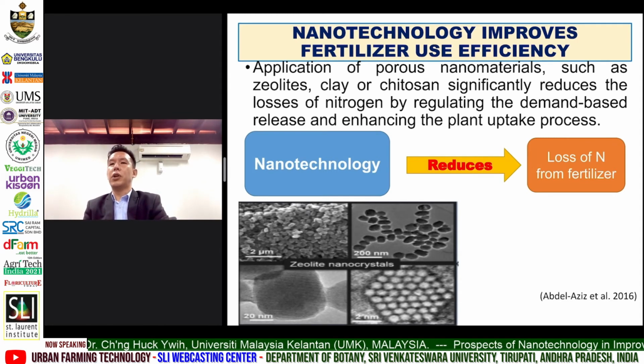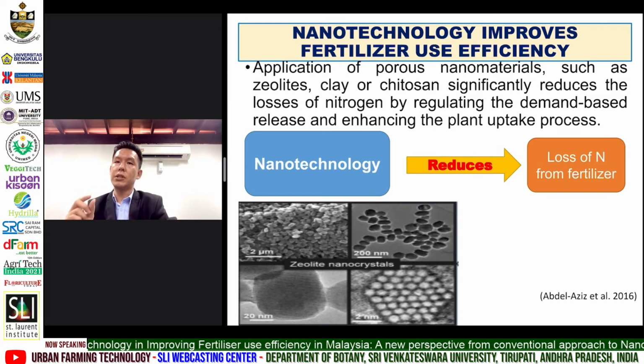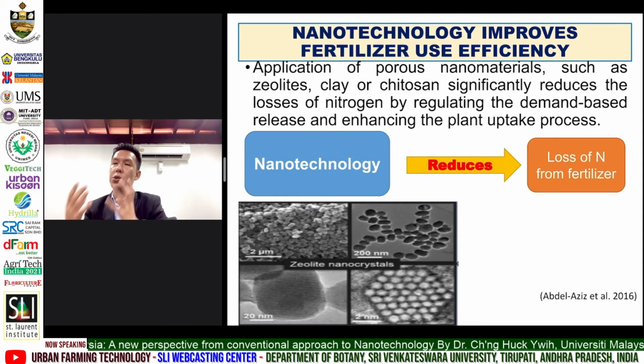So let's take a study by Abdel-Aziz et al. 2016. Application of nanoparticles such as zeolite was able to reduce the nitrogen loss from the fertilizer. In the diagram, we can see the beehive structure of the zeolite itself, which increases the surface area that chelates the ammonium ions, especially the positively charged ions, from being lost by volatilization. This is very suitable to be applied in Malaysian soil, especially the acidic soil, whereby the zeolite itself also has a pH of near neutral.